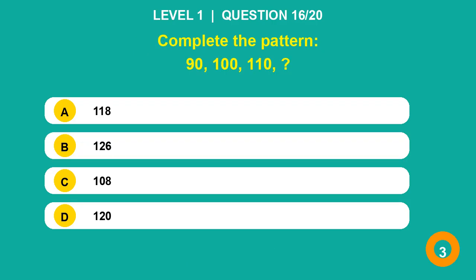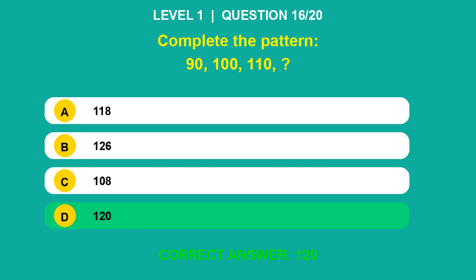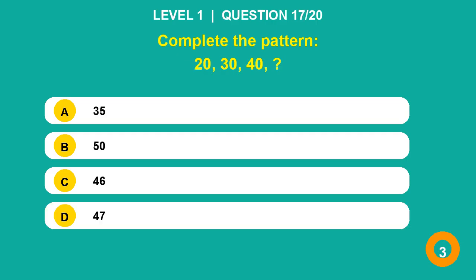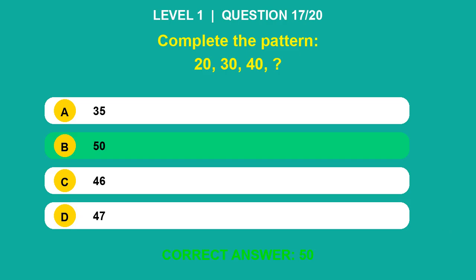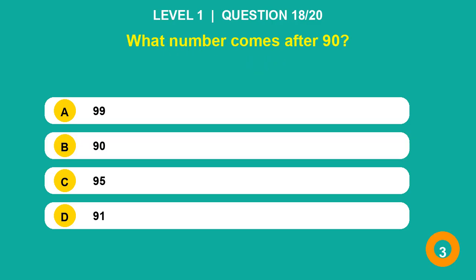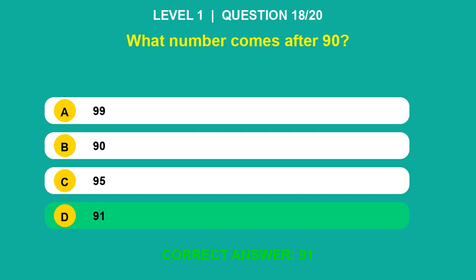Complete the pattern. 90, 100, 110? Answer is 120. Complete the pattern. 20, 30, 40? Answer is 50. What number comes after 90? Answer is 91.